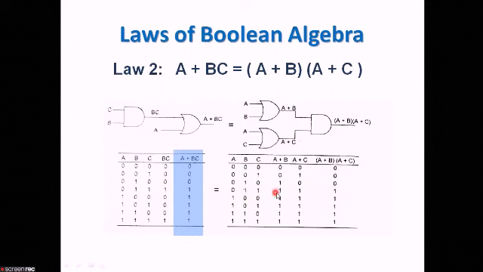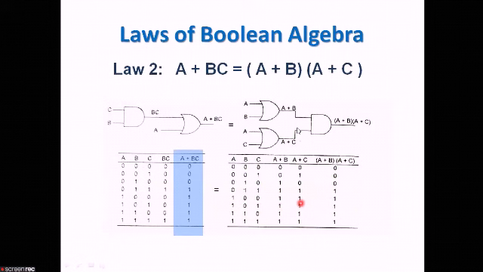1, 0, 0, the outputs are 1 and 1, and the last output is 1. Next is 1, 0, 1, the outputs are 1 and 1, and the last output is 1. Next is 1, 1, 0, the outputs are 1 and the last output is 1. Next is 1, 1, 1, the two outputs are 1 and the last ultimate output is 1.